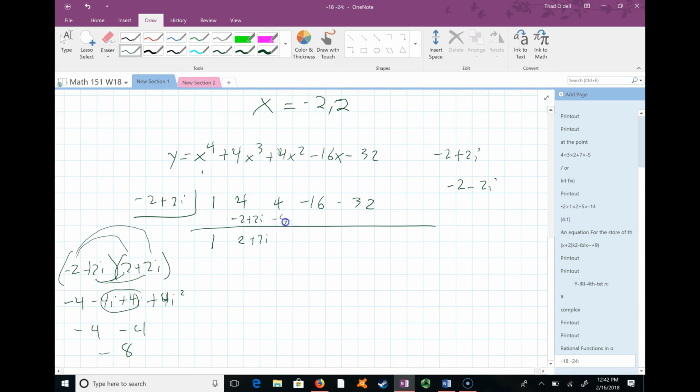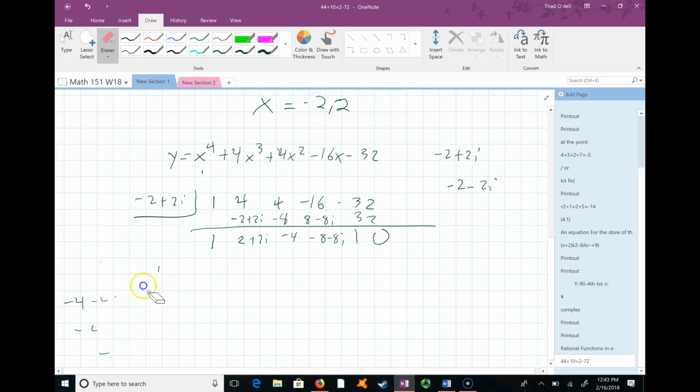So I put a negative 8 right there. Negative 8 plus 4 is negative 4. Multiply negative 4 times that, and I get 8 minus 8i. Add them, and I get negative 8 minus 8i. And if you go through this same process of multiplying negative 2 plus 2i times negative 8 minus 8i, like we did here, you end up with positive 32, and I get 0.